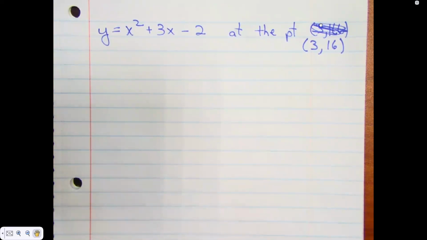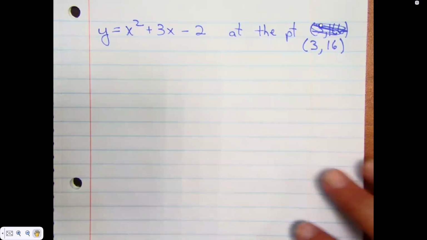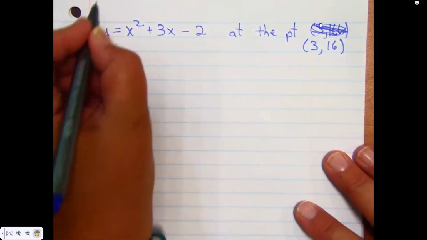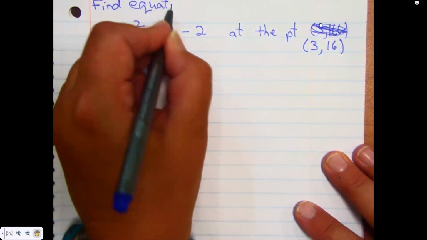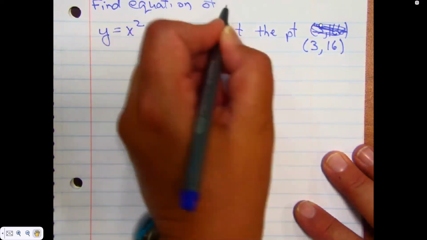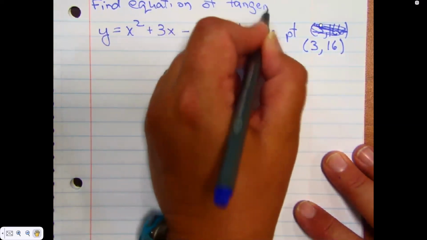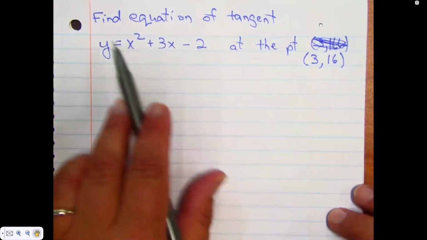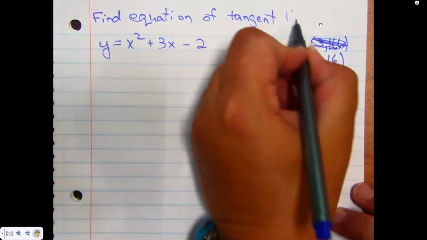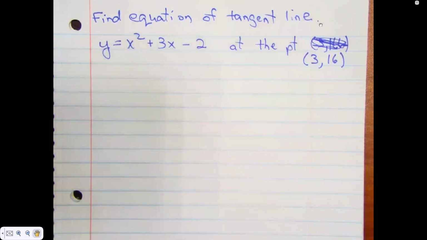All right, so we're finding the equation of the tangent line. Should we write that? Find equation of tangent line. Can we see any of this? No. Find equation of tangent line. Otherwise, I guess we could use A and B, same thing that we wrote earlier.